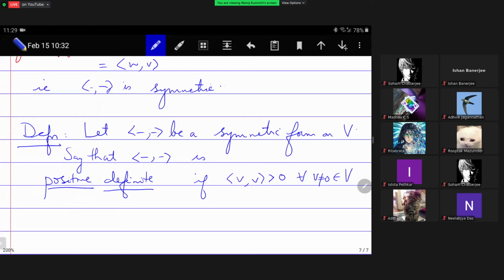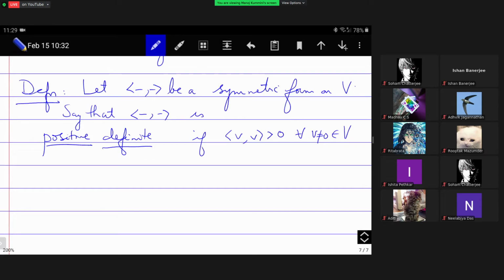Think of it like length. Think of it like the dot product. If you take the dot product of a non-zero vector with itself, we get a positive number, which is the square of the length of that vector, the usual Euclidean length. So think of it like that. This is what positive definite means: the product with itself is positive.